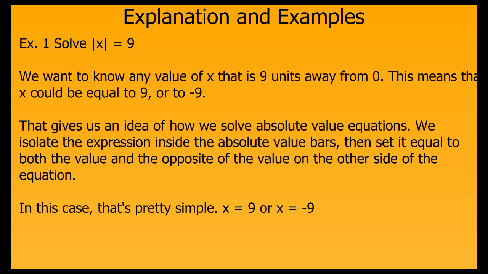That gives us an idea of how we can solve any absolute value equation. We isolate the expression inside the absolute value bars, then set it equal to both the value and the opposite of the value on the other side of the equation. In this case, that's pretty simple. X equals 9 or x equals negative 9. Those are our solutions.